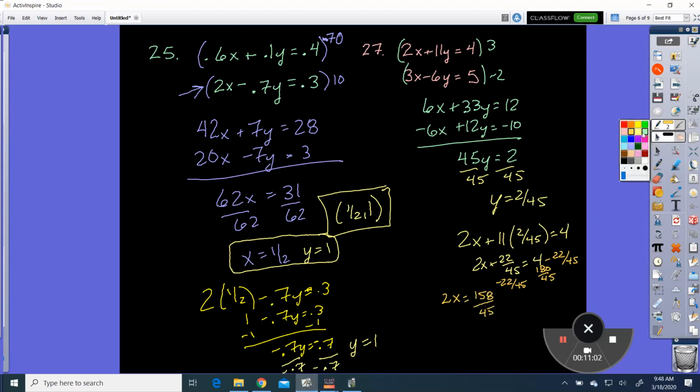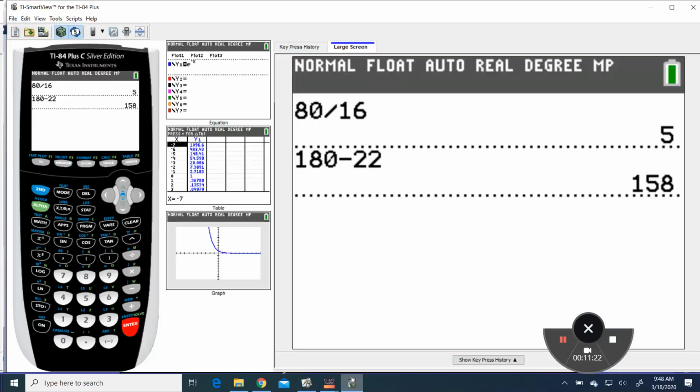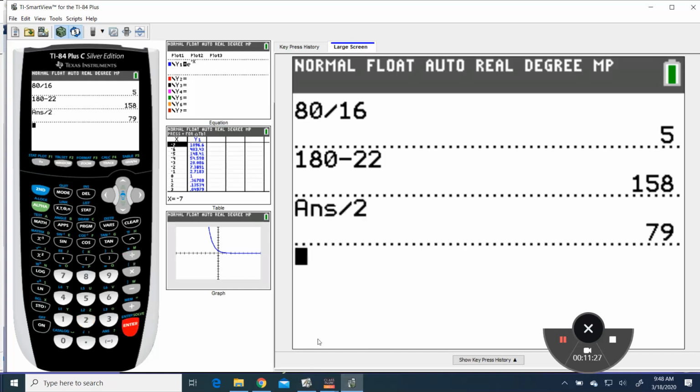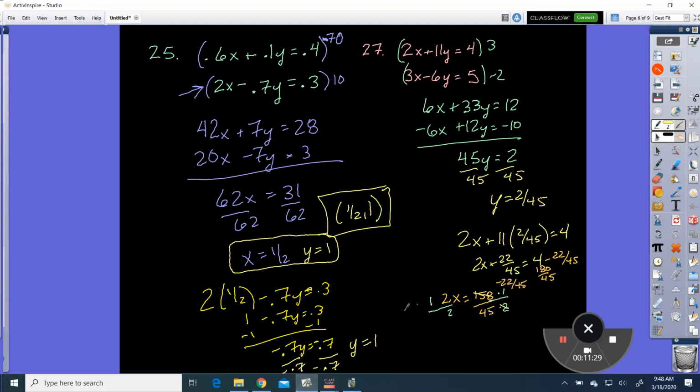So now I'm going to divide it by 2. Dividing by 2 is really the same as multiplying by 1/2. So really I'm just multiplying this by 1/2. So the bottom would be 90, but because I see that that's a 2 on the bottom right here and an 8 up here, I know that those will cancel. So I'm going to go 158 divided by 2. And that makes 79. So x equals 79 over 45.